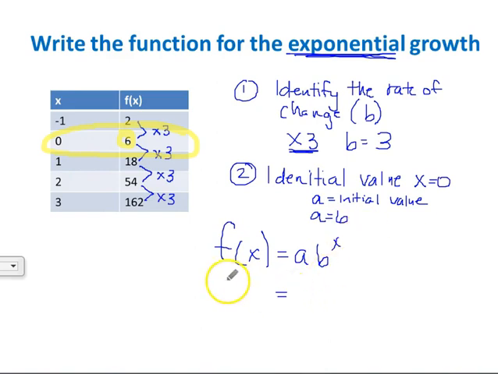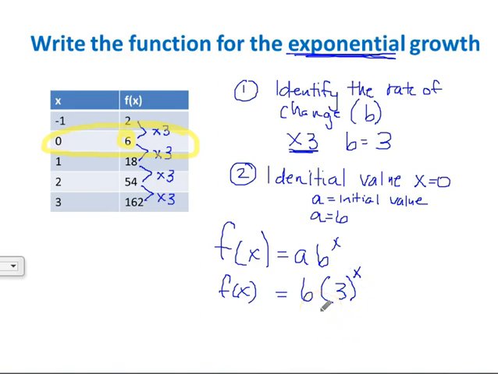So now I can just write my exponential function rule. A is the initial value when x equals 0, which is 6. B is the amount or the rate we're increasing every time, which was times 3 to the x. And then we've got a rule.